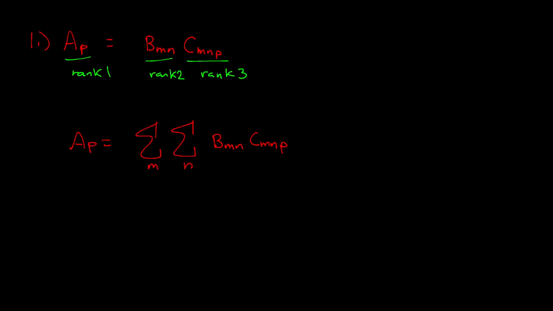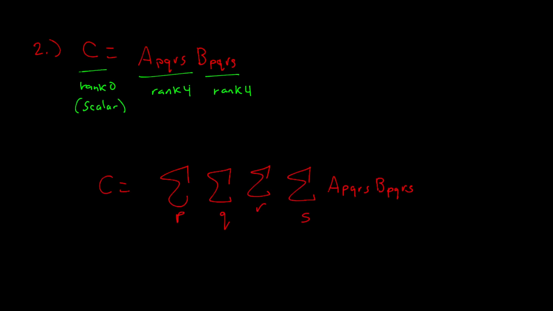All right, so for the first one, A is a rank 1 tensor, B is a rank 2 tensor, and C is a rank 3 tensor. And to write it in explicit notation, it'll just be Ap equals sum over m, sum over n, Bmn times Cmnp.